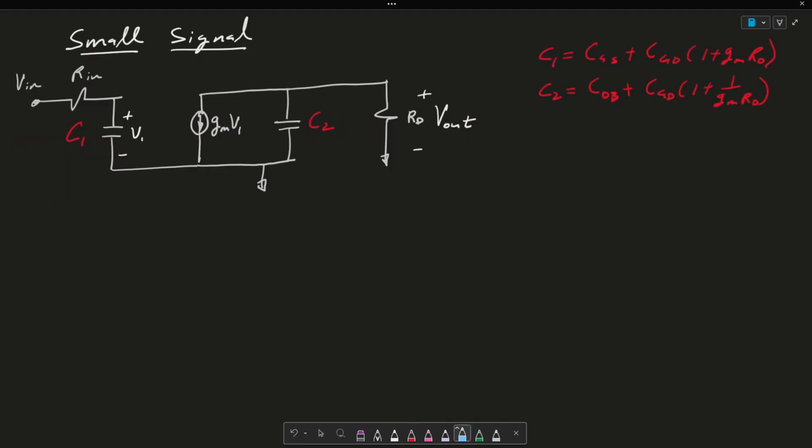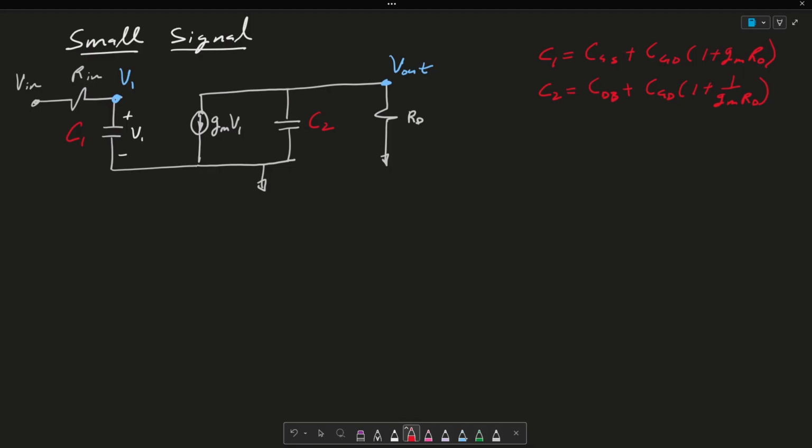So then the next thing I'm going to do is I'm going to label this node here as my voltage V1 and this node here as my voltage V out. I'm going to erase this because it might be a bit confusing, but essentially V out is just the drop over RD and C2. And what I'm going to do now is I'm going to label some currents.